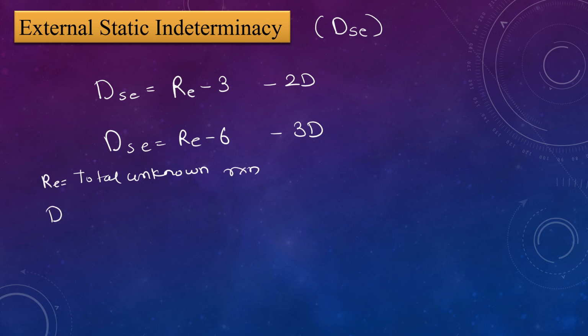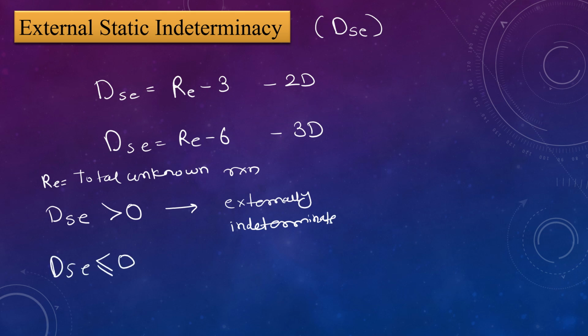And then if the value of DSE is greater than 0, if you calculate this and you get the value of DSE greater than 0, then that structure is externally indeterminate. And same, when DSE is less than or equal to 0, then that structure is an externally determinate structure. Okay, so the formula is DSE is equal to RE minus 3 for 2D and RE minus 6 for 3D. RE, from where do you calculate that RE?